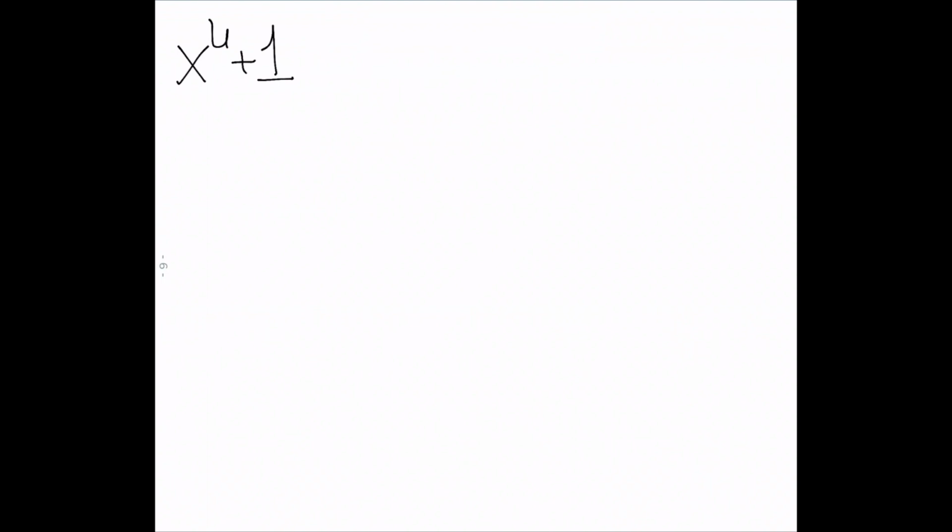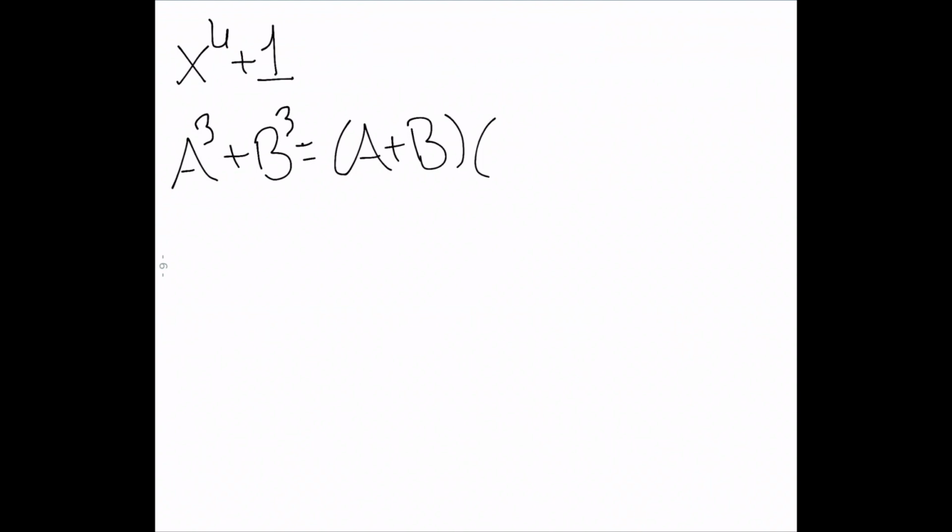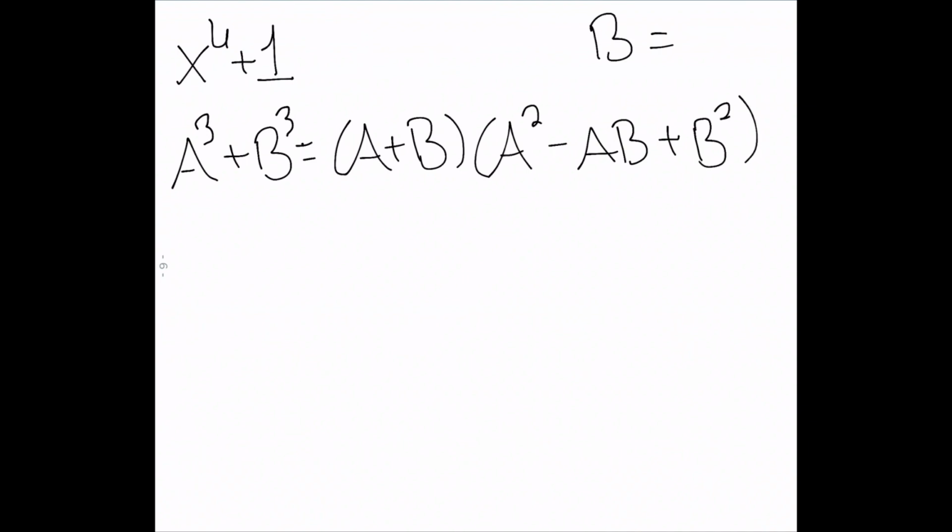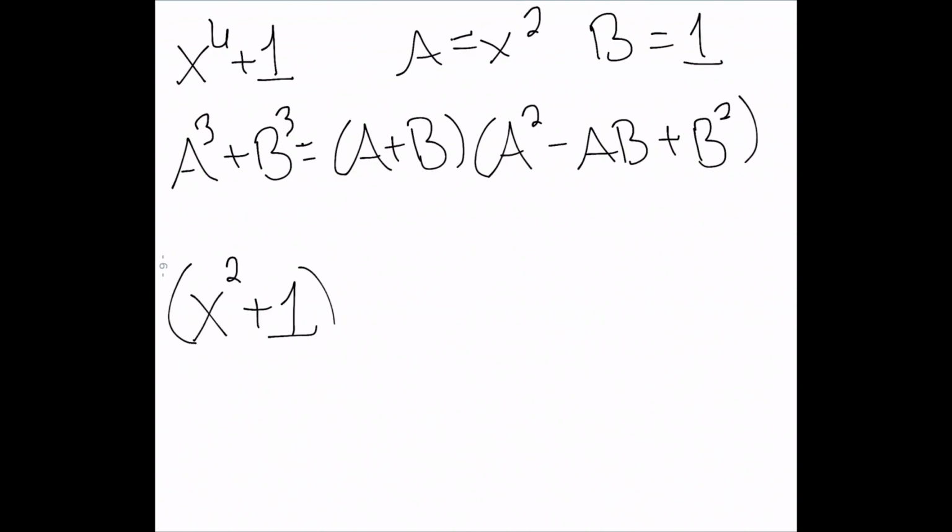For the last example here, x to the 6th plus 1. In this case, I still am using my cubic formula, although this time it has a plus sign, a cubed plus b cubed. That's going to be a plus b, a squared minus ab plus b squared. We can see that b is going to be equal to 1, and then a is actually going to be equal to x squared, since x squared cubed is equal to x to the 6th. That tells me that this is x squared plus 1. x squared squared is x to the 4th, 1 times x squared, and then 1 squared.